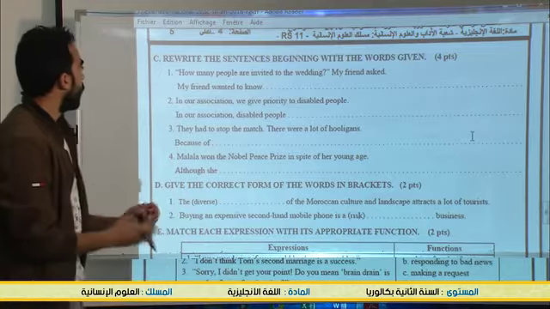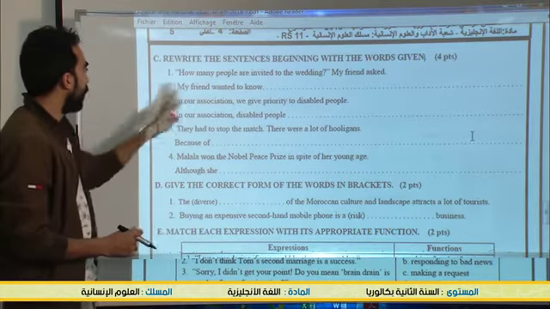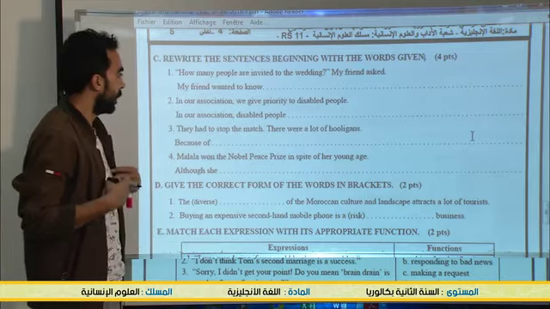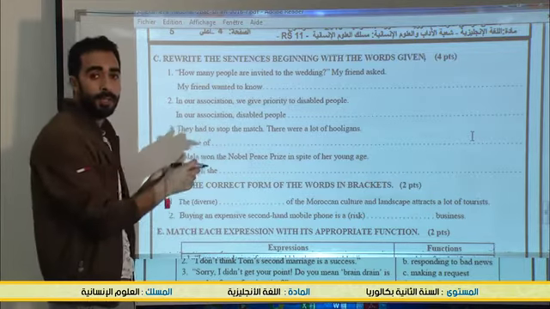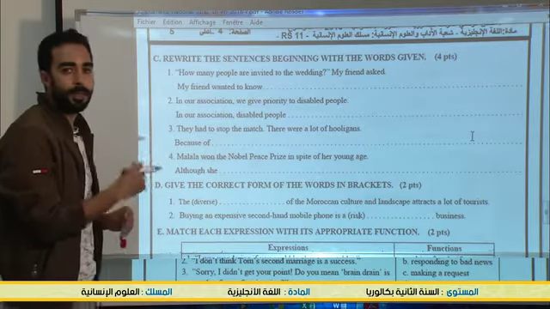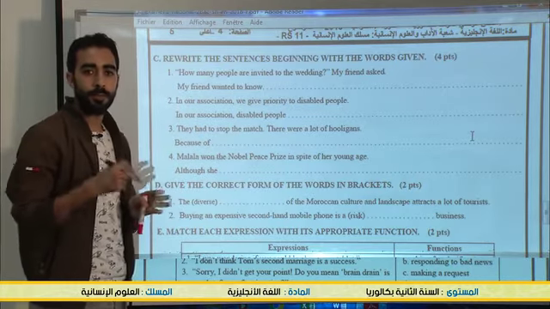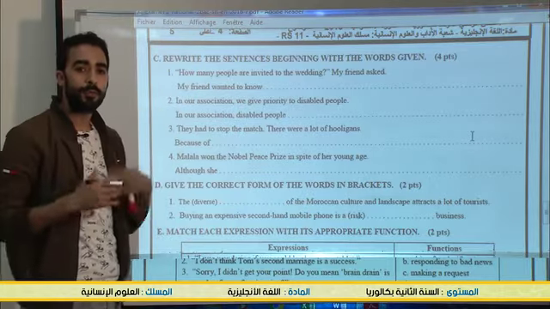Fine. So rewrite the sentences beginning with the words given. We have how many people are invited to the wedding, my friend asks. So this is the form of reported speech. So of course, this is my advice to you, before you write your answer, try to underline the elements that you are going to change.